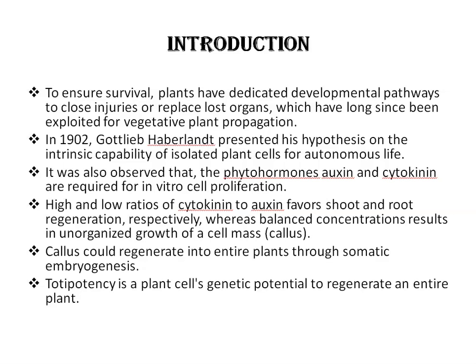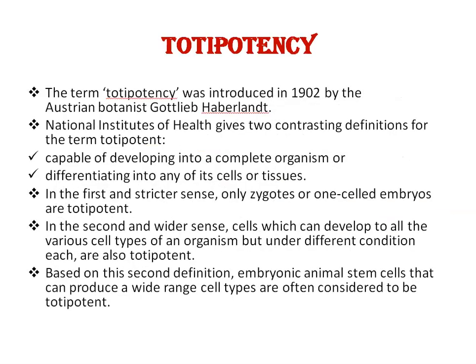A callus could regenerate into an entire plant through somatic embryogenesis. This one-step process, where a single cell develops into an embryo, serves as the experimental proof for totipotency. So totipotency is a plant cell's genetic potential to regenerate an entire plant. The term totipotency was introduced in 1902 by the Australian botanist Gottlieb Haberlandt.